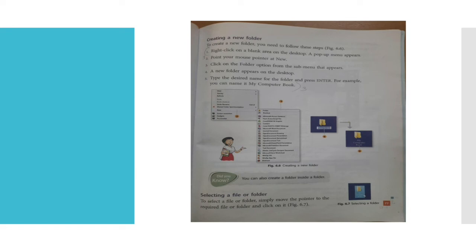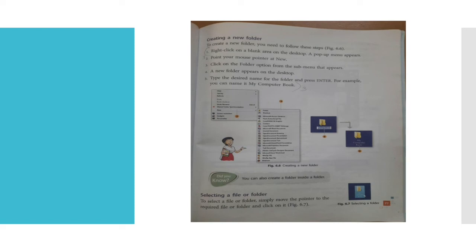Click on the Folder option from the submenu that appears. A new folder appears on the desktop. Now type the desired name for the folder and press Enter. For example, if you want to name it My Computer Book, it will appear. We can name that folder as My Computer Book. How do you name it? A new folder appears, you type the name and press Enter.